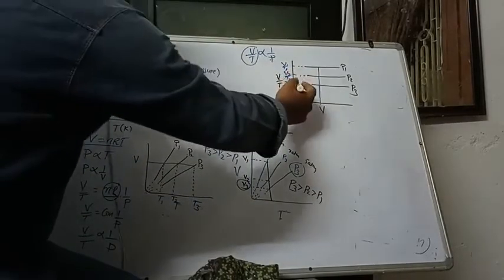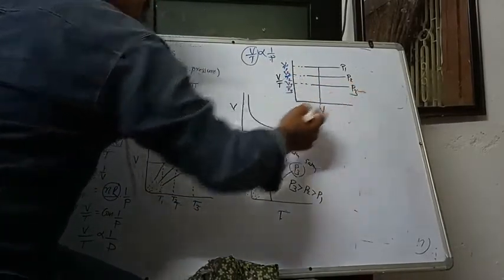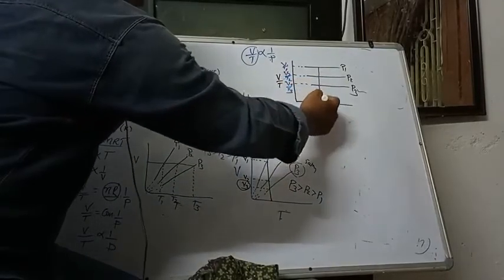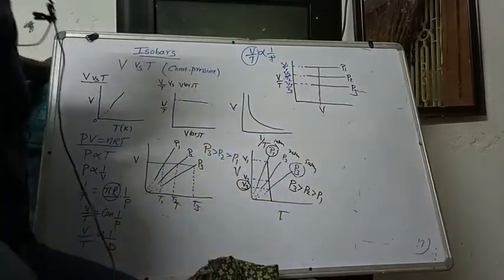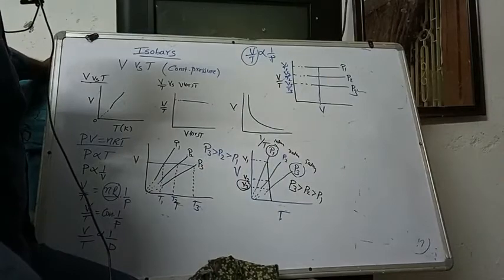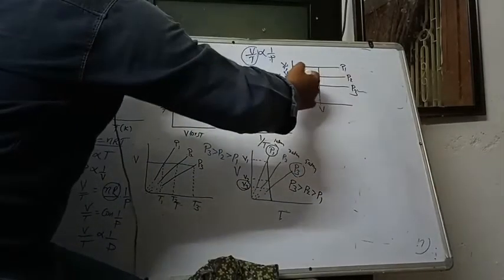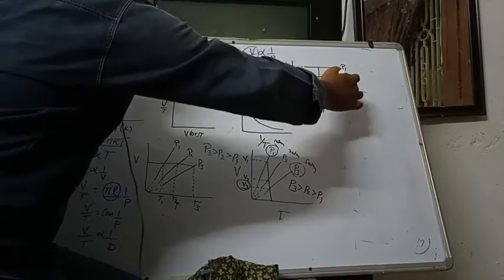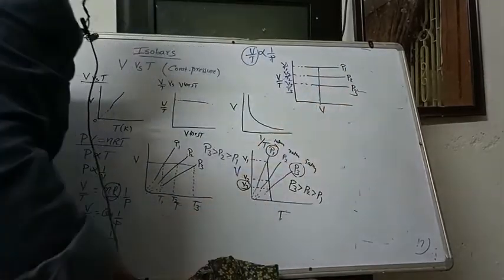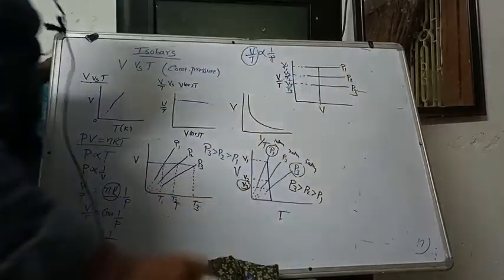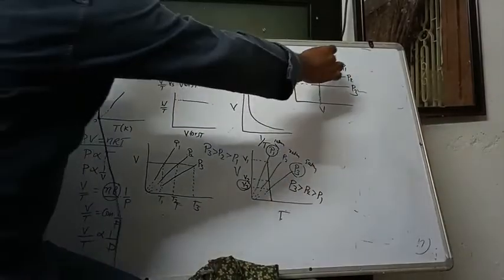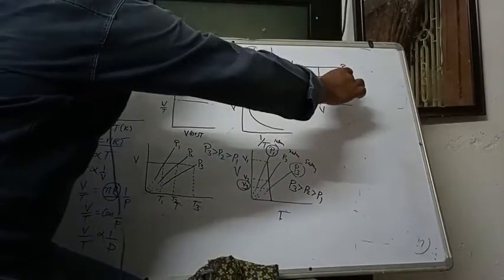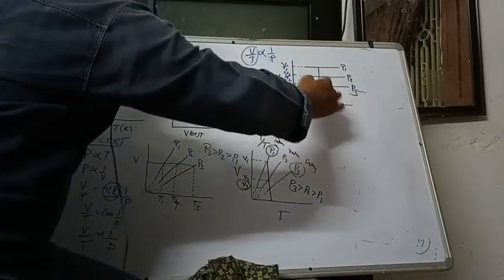So that is the reason we see that at high pressure, P3 is high pressure here. So the box will be low. Okay, after that P2, the box will be somewhat high when compared to this. P1, it is a very low pressure here. At low pressure, V by T value is more when compared to P2 and P3. That is the reason the box will be more.